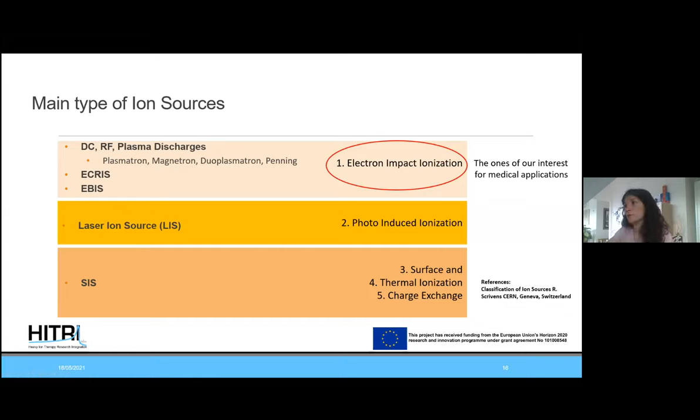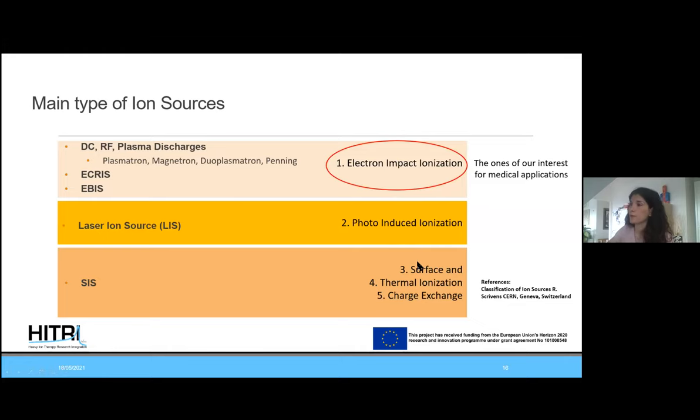And it also depends, of course, on how you are going to create your ionization. So of course, the classification can always slightly vary. I now put it here depending on what is the main ionization method. So you can either have electron impact ionization, or you can have photoinduced ionization. This is, for example, done by a laser ion source.